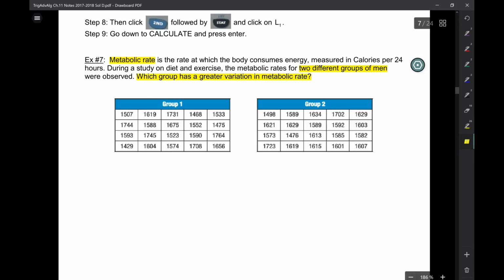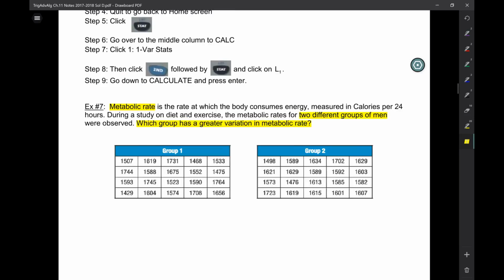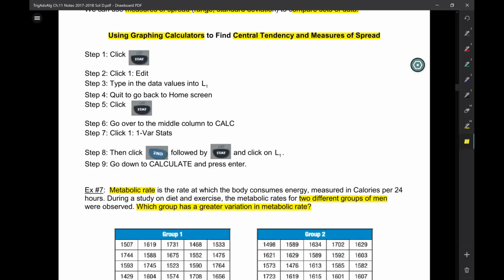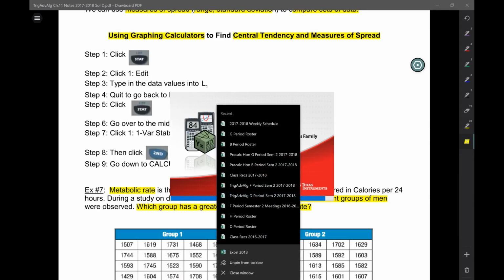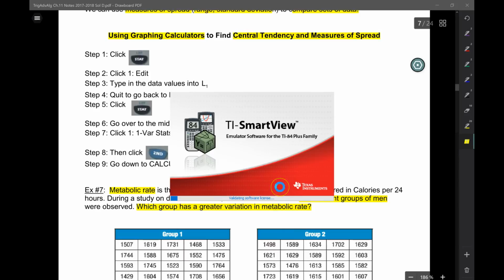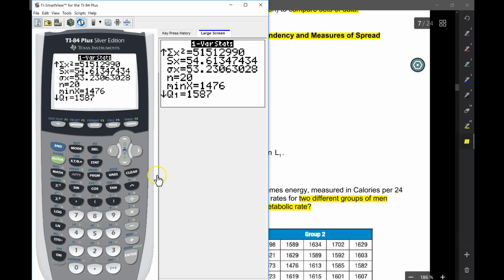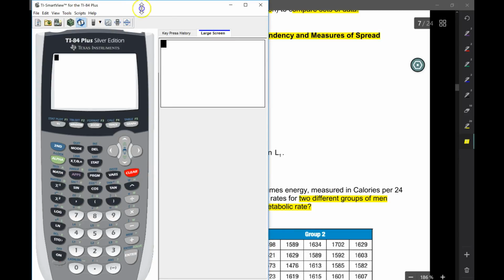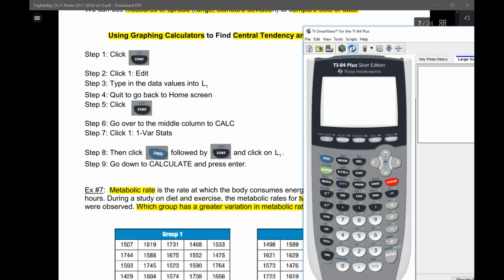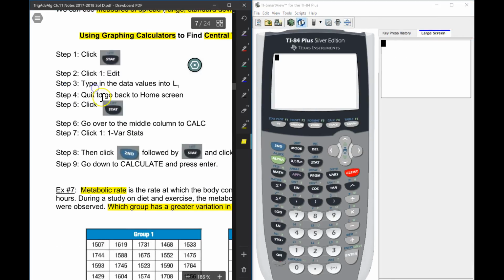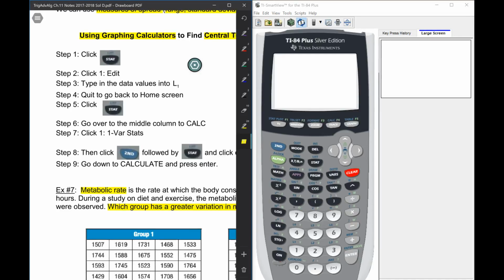Which group, it says, has a greater variation in metabolic rate? Okay, so we're looking for variation. We're going to use our calculators for this. So we have group 1 and group 2. What I want you guys to do is take out your calculators, and we're basically going to put those 2 groups in list 1 and list 2, just like we were doing before.